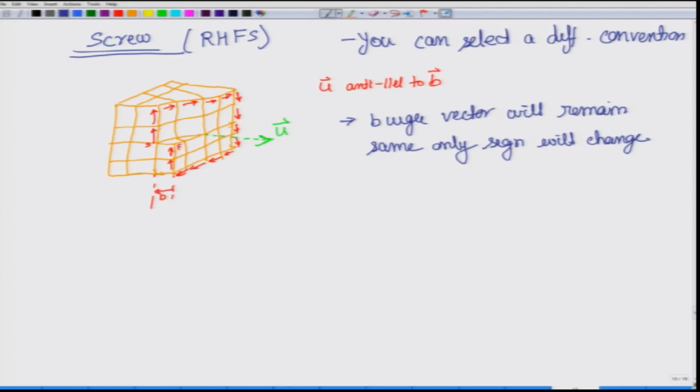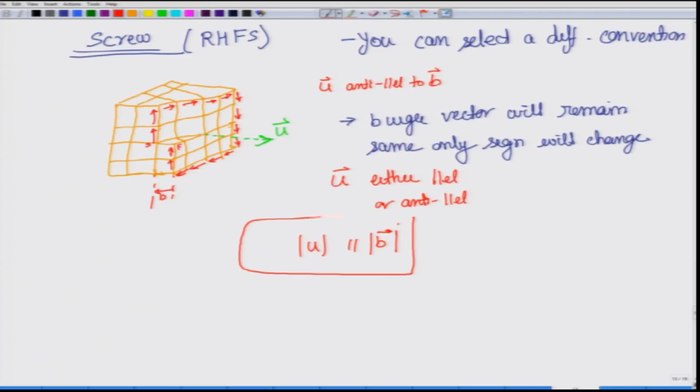So, if that is the case, it means that U will be either parallel or anti-parallel always, but it cannot be anything else. In general terms, U would be parallel to B. This is another understanding that we have. When I say parallel, it means in the sense of being in the same direction. The sense can be different, the sign can be different, depending on different convention or a different kind of screw dislocation.